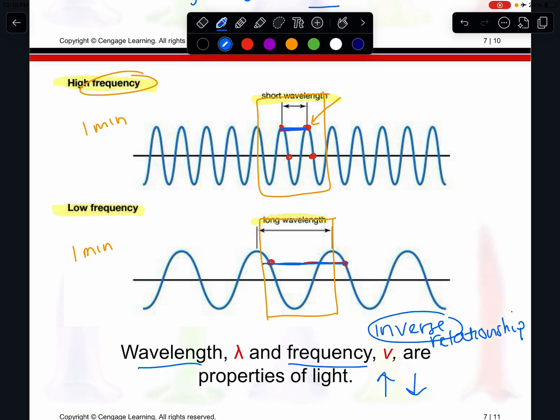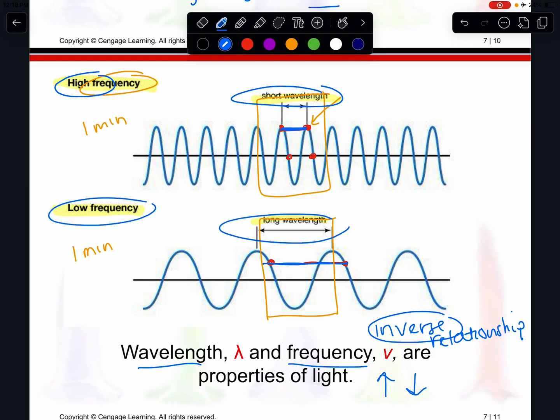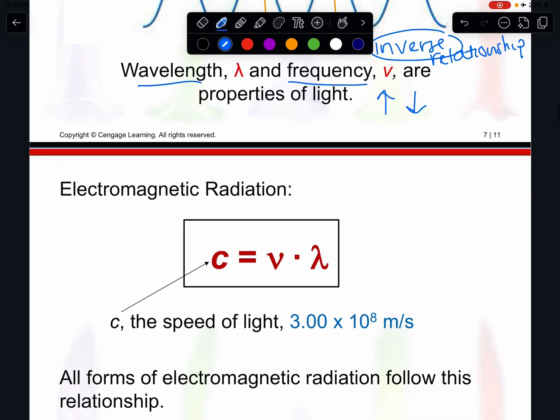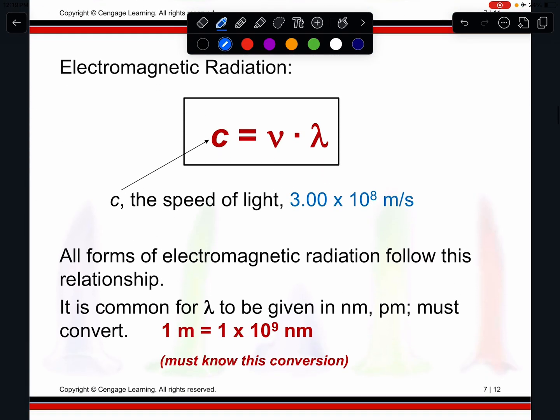Now, if they were both increasing or both decreasing, then we'd call that direct, but we're not. We're talking about one increasing, the other decreasing. So high frequency, shorter wavelength; low frequency, longer wavelength. Okay, and you can make predictions based off of this relationship.